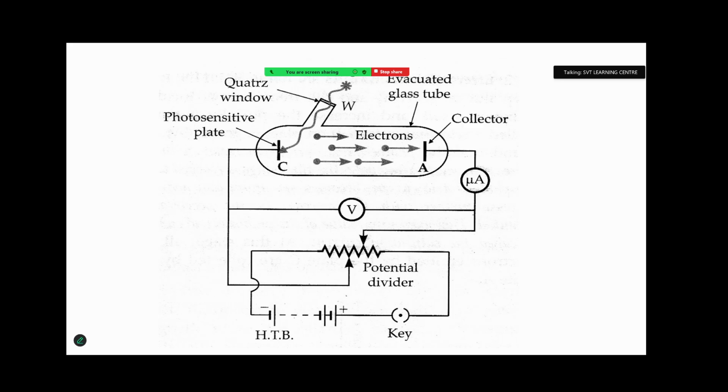Now notice carefully that this arrangement can also be used to reverse the voltage, that is, C could be made positive and A could be made negative. We will see what happens when we do that.